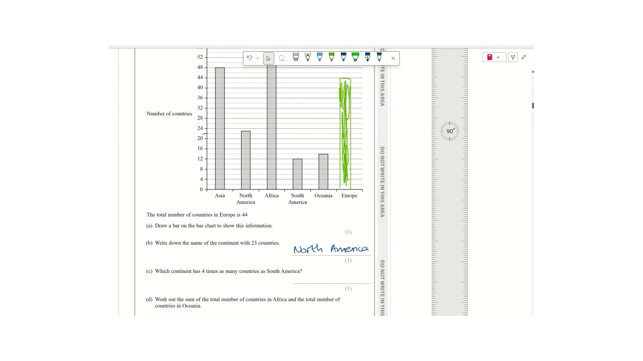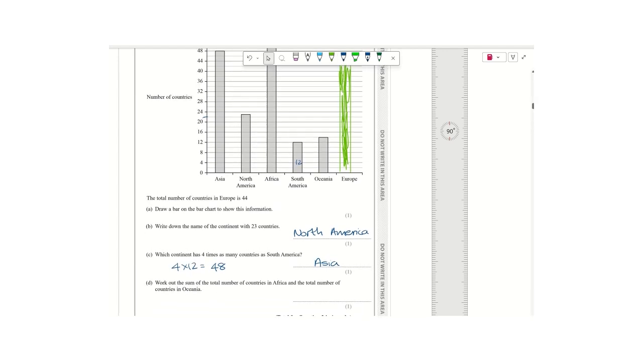Which continent has 4 times as many countries as South America? Well, South America has 12. So we're looking for 4 times 12, which is 48. Which continent has 48? And you can look and see that that's Asia, has 48 countries.